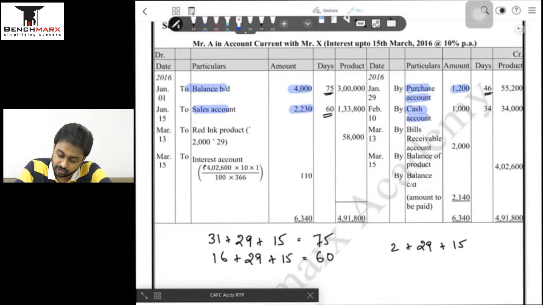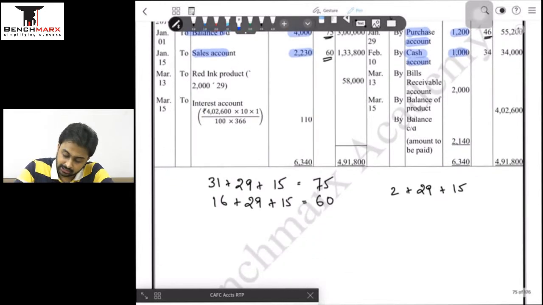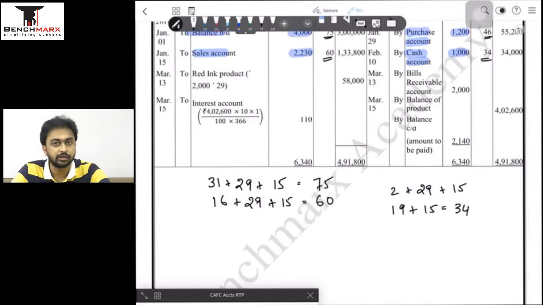The amount is here. Number of days is going to be 10th Feb, मतलब it is 19 days of Feb plus 15 days of March appears to be 34, and year is 34. ठीक है, ये भी अपना हो गया.